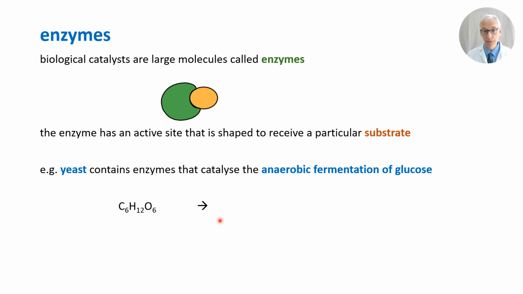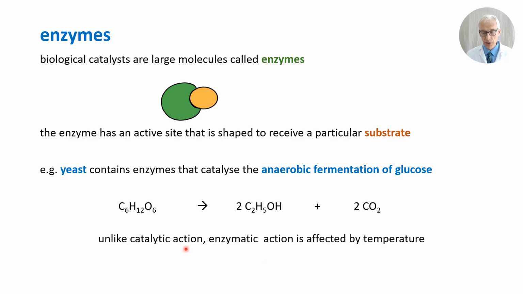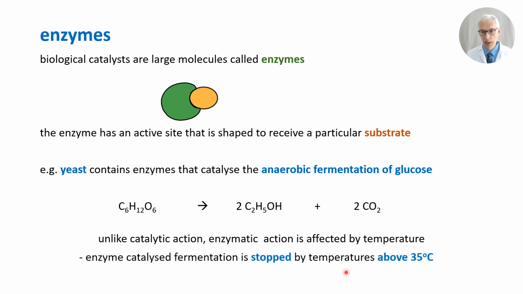So to reveal, 2 molecules of ethanol and 2 molecules of carbon dioxide. That equation needs to be known in the chemistry syllabus. An important point is that unlike catalytic action, enzymatic action is affected by temperature. So factually, you are expected to know that enzyme catalyzed fermentation is stopped by temperatures above 35 Celsius. I believe the biology syllabus will give a fuller explanation of that.